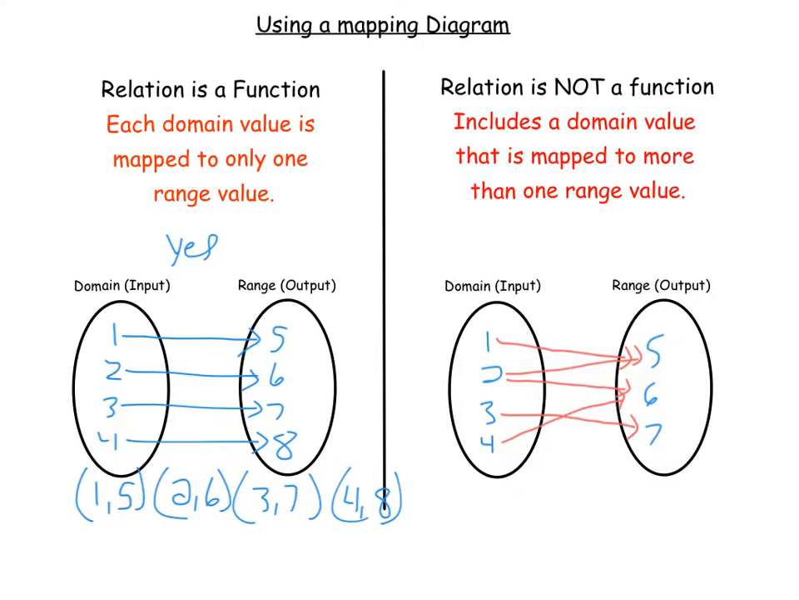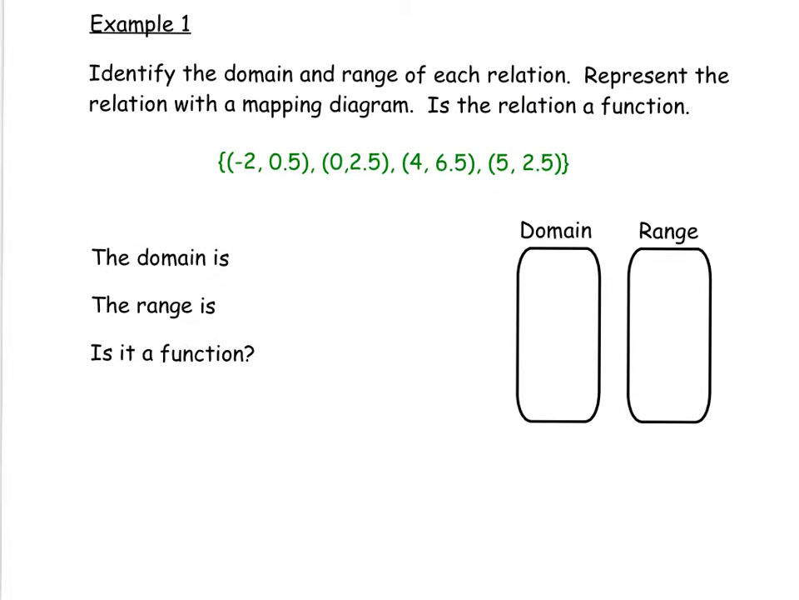output. Notice it didn't matter that this output had more than one input. That doesn't make it a function or not a function. It's this one right here that makes it not a function. Every input can only have one output. All right, let's do some examples.